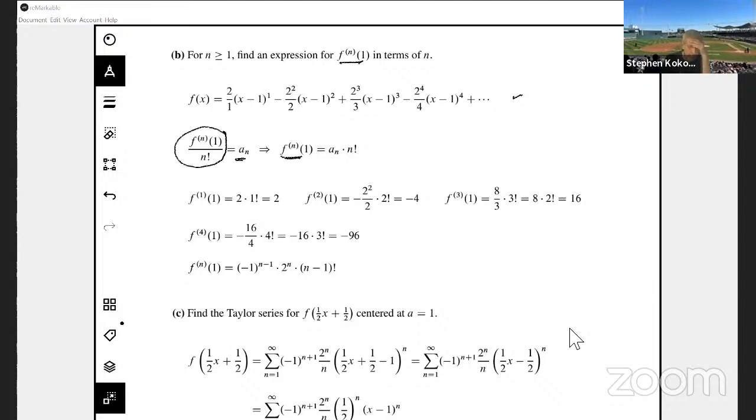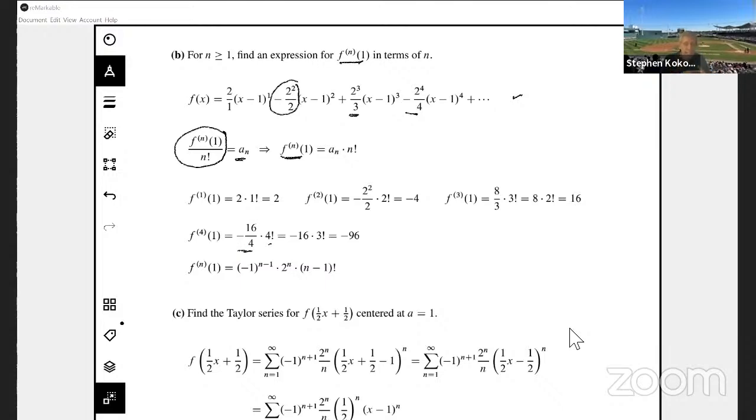Okay, so let's see, there's a 2 out in front here. The first derivative of f at 1 has got to be 2 times 1 factorial. The second derivative has got to be this expression right here times 2 factorial. I'm looking for a pattern, sometimes hard to discern. The third derivative has got to be 8/3, whoops, I'm sorry, right here, 8/3 times 3 factorial. Here's the fourth derivative. It's got to be this expression times 4 factorial.